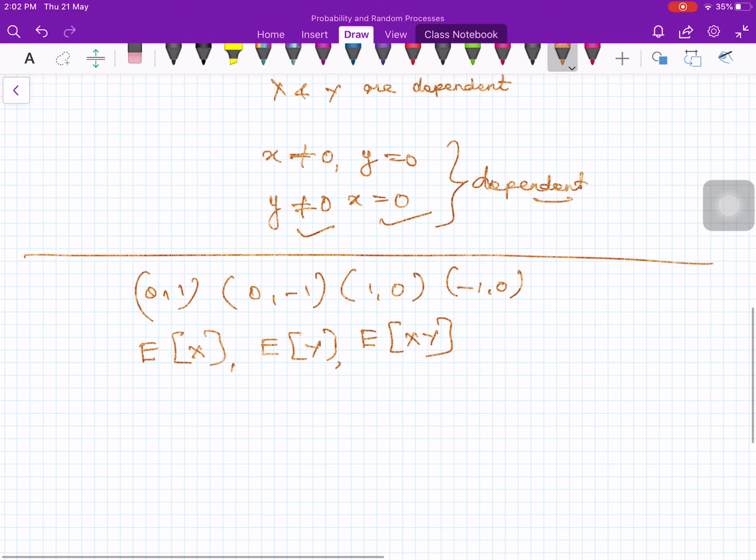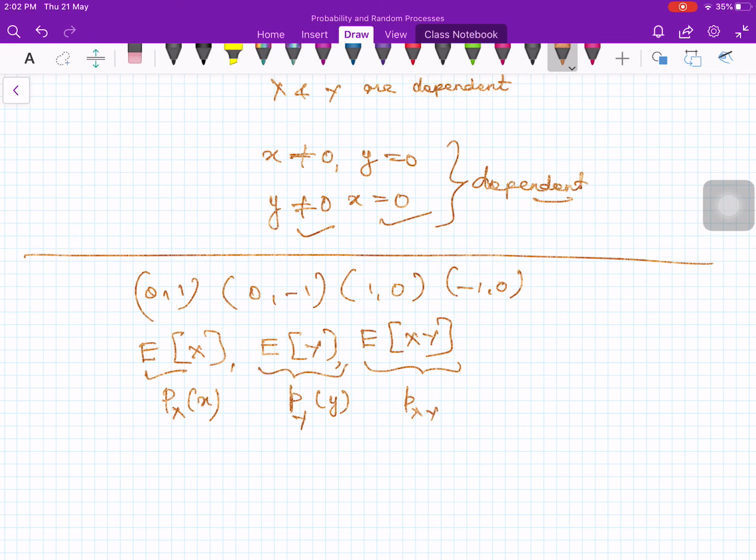First, let us find E of X. In order to find the expected value of X, I need to find the marginal probability mass function P_X of x, and to find the expected value of Y, I need to know P_Y of y. And here I can straight away use the probability mass function of X and Y.